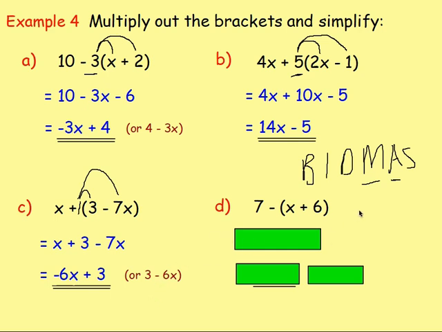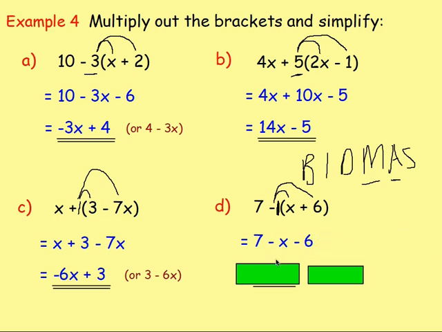No problem. Last one with D, 7 take away bracket x plus 6. Once again, you could just imagine a 1 in front of the brackets there. There's absolutely nothing there, so just imagine a 1. But it's the negative, so you can imagine it as negative 1 times the x and negative 1 times the 6. Either way, the 7 would just stay as it is. And if you do negative 1 times x, it gives you negative x. And negative 1 times the positive 6. Same signs add, different signs subtract. That's a negative 1, that's a positive 6. They're different signs, so it becomes negative 6.